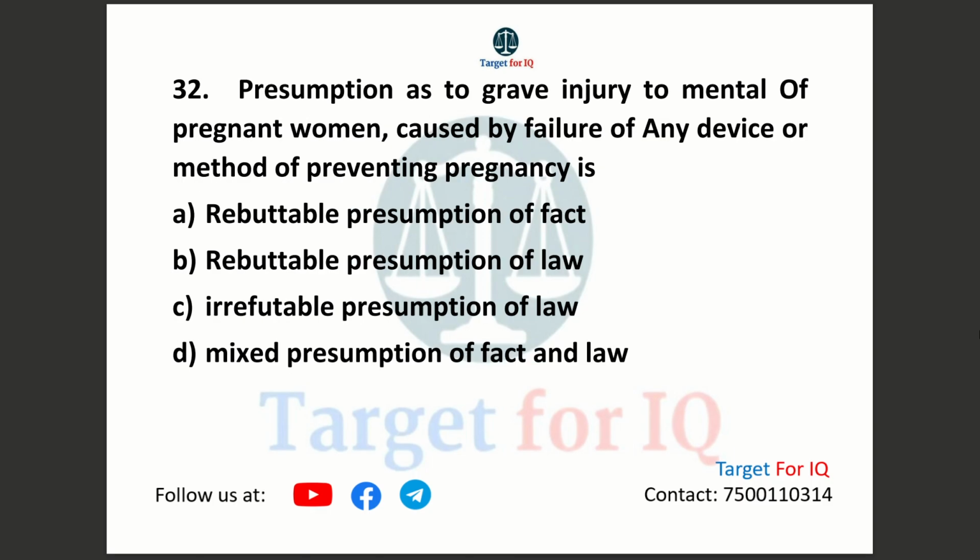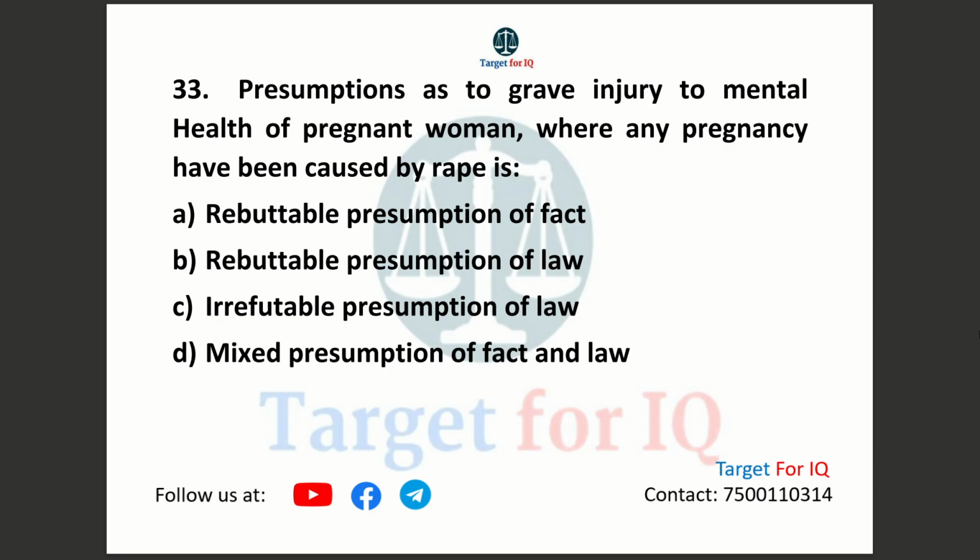Question number 32. Presumption as to grave injury to mental health of a pregnant woman caused by failure of any device or method of preventing pregnancy is option A, rebuttable presumption of fact, B, rebuttable presumption of law, C, irrefutable presumption of law, D, mixed presumption of fact and law. So the correct answer to question number 32 is rebuttable presumption of fact. That is option A.